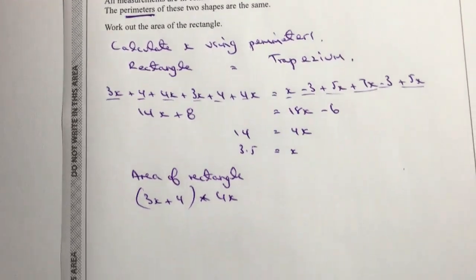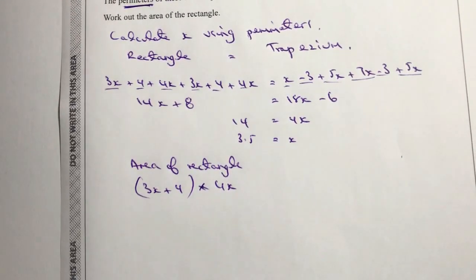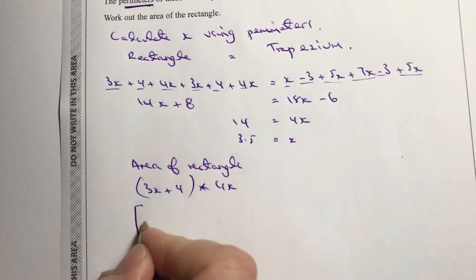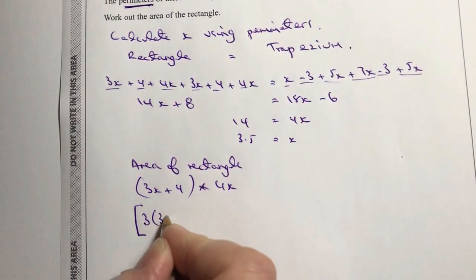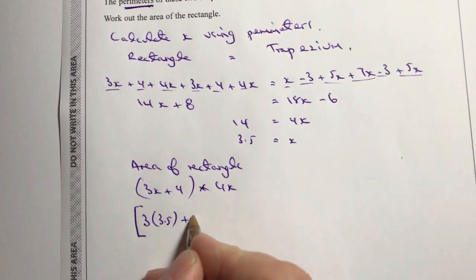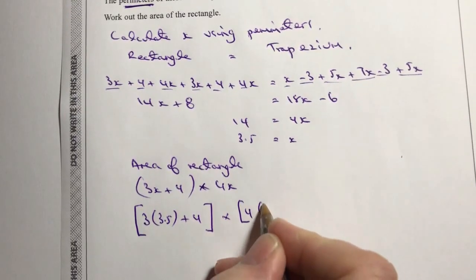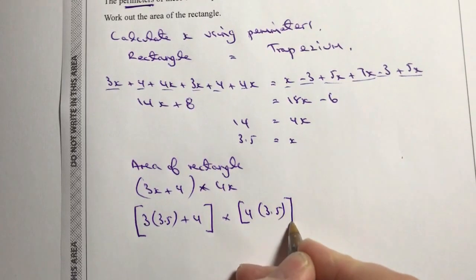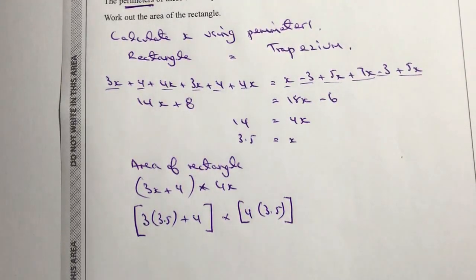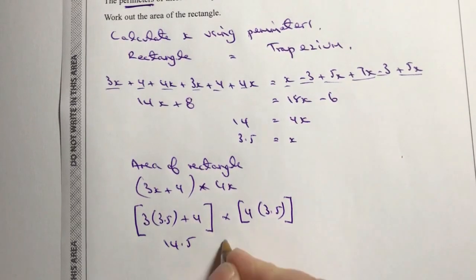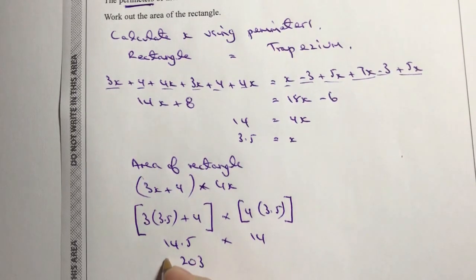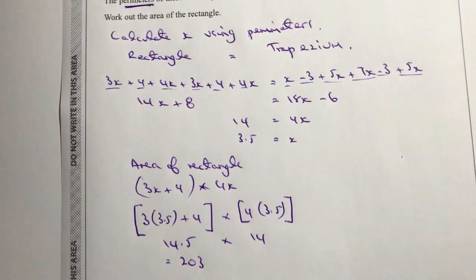Again, I'm a bit of a believer in using brackets and that sort of thing for these. Okay, so I'm going to put some big square brackets there. 3 times 3.5, this value of x here, plus 4. Okay, and that's going to be multiplied by 4 times 3.5. Now you can work all that out, plug it in your calculator, and you'll end up with 14.5 multiplied by 14, and that's going to give you an area of 203. So actually the area of the rectangle is going to be 203 centimeters squared.